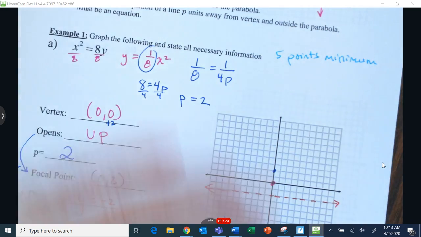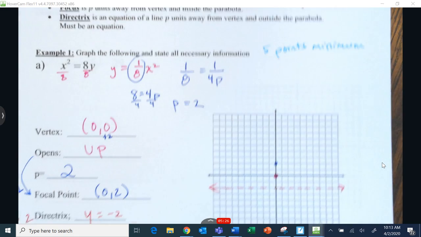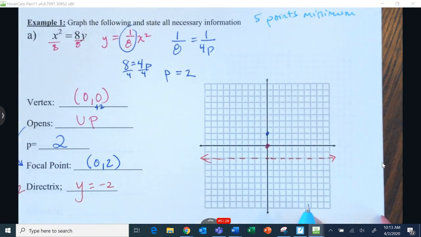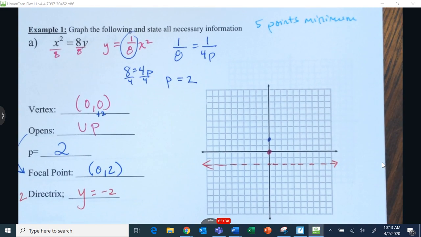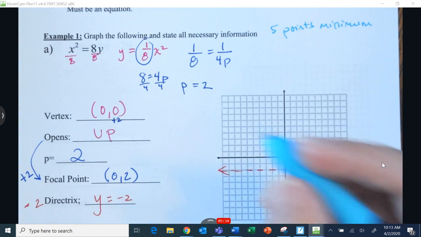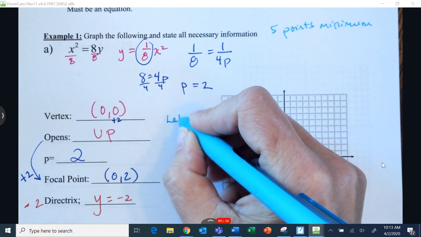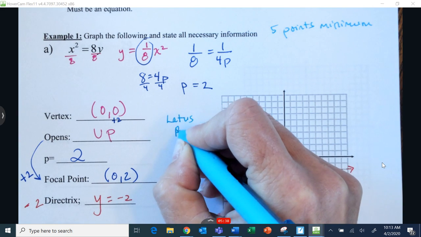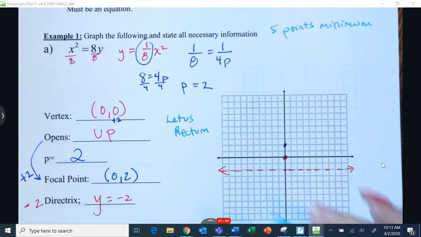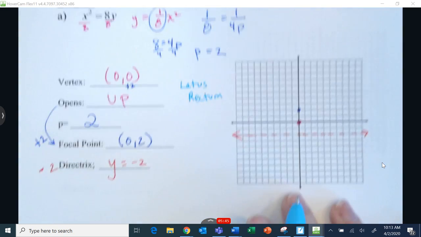Enough points to graph an accurate parabola. So I have a little trick that if you know the p-value, you can find 2 points super easy. It has something to do with a latus rectum, but that's something that I cut from previous years, so we don't really need to know anything about it.